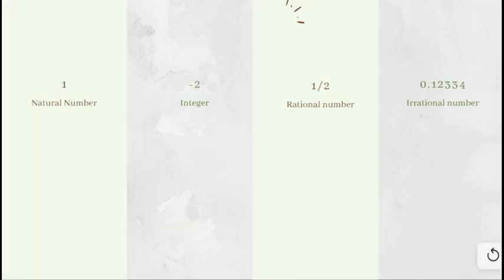So, 1 is technically a natural number because it is a whole, non-negative, non-zero number. -2 is an integer because it's a whole, non-positive number. 1/2 can be shown as a ratio of two numbers. And 0.2334 is a non-repeating, non-terminating decimal that doesn't have a pattern, so technically it is an irrational number.